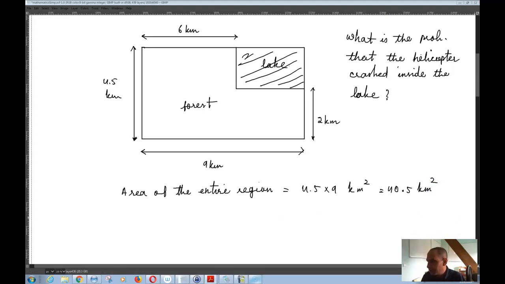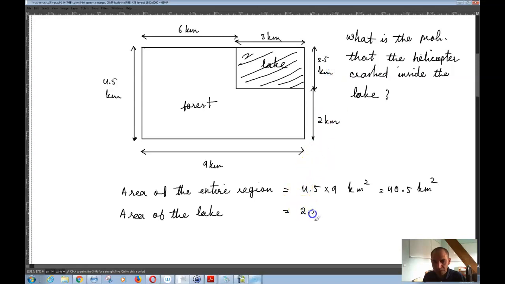And the area of the lake is equal to basically, so this is 9 kilometers, this is 6 kilometers. That means that this part over here is 3 kilometers. This is 2 kilometers, this is 4.5, so that means that this part over here is 2.5 kilometers. So that's 2.5 times 3 square kilometers, which is equal to 7.5 square kilometers.